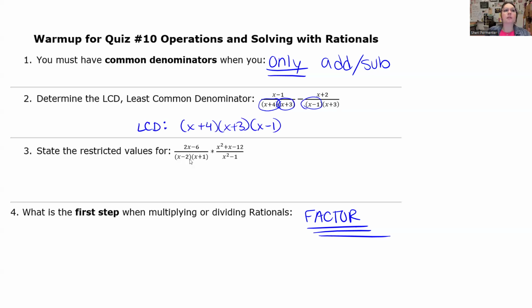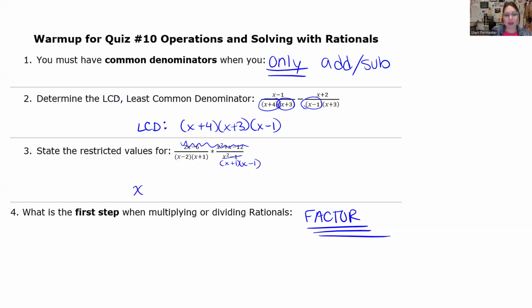Next problem. The only way I can identify restricted values, they come from the denominator, but I have to factor this first. Who remembers what this factors into? X plus 1, x minus 1. So I'm not going to rewrite everything, I'm just going to rewrite this part: x plus 1 and then x minus 1. I factored it. To identify restrictions, they come from the denominator. I'm not even looking at the numerator. The numerator doesn't matter what's up there.